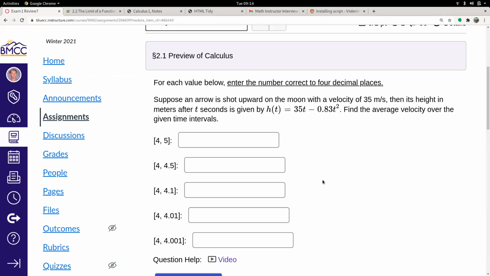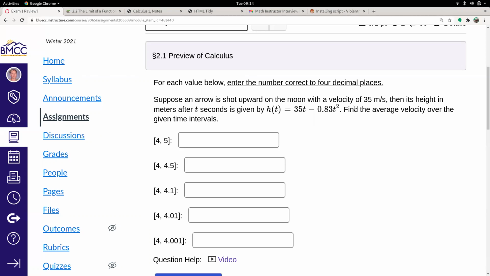So average velocity is just slope. I'm just gonna do one part of this. I'm not gonna do the whole thing. We're just gonna find the slope given those two x values. So 35t minus 0.83t squared, and graphing this in something like Desmos or GeoGebra is always a good idea. I'm gonna do the second to last part. I'm gonna find the slope between t equals 4 and t equals 4.01.